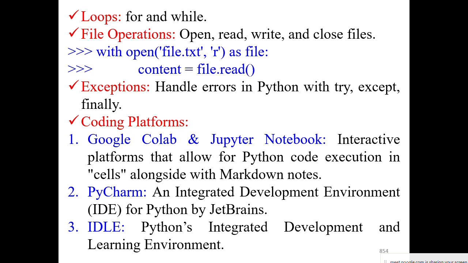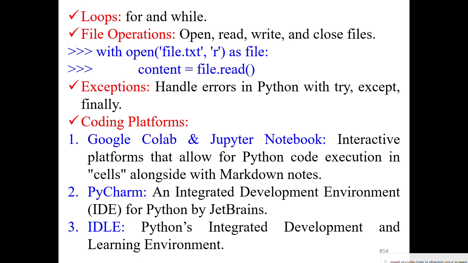Then loop statements: for and while statements. File operations: open, read, write, close files, etc. With open file.txt as file colon content. If you want to read any file, use file.read. TXT means a text file like a Notepad file. Exceptions handle errors in Python with try, except and finally.